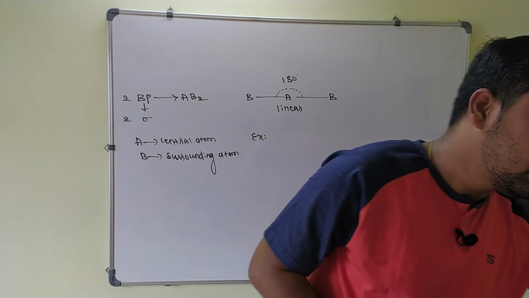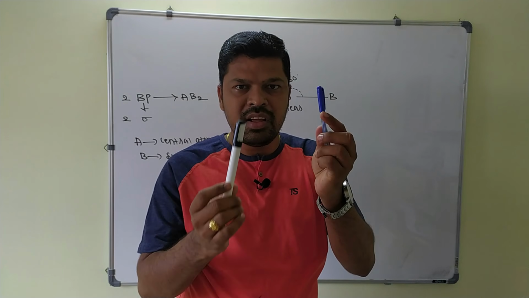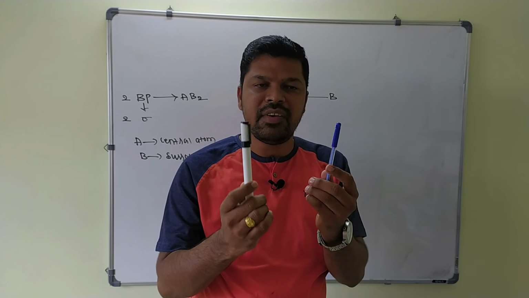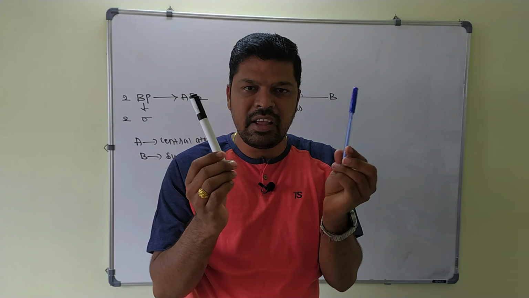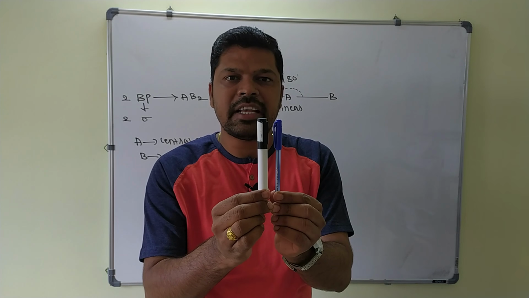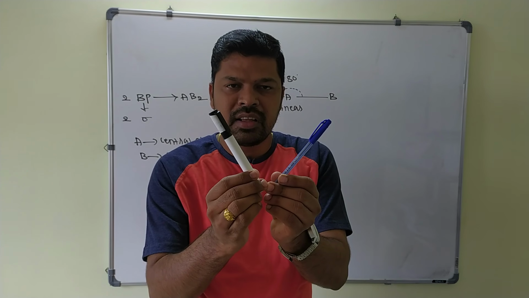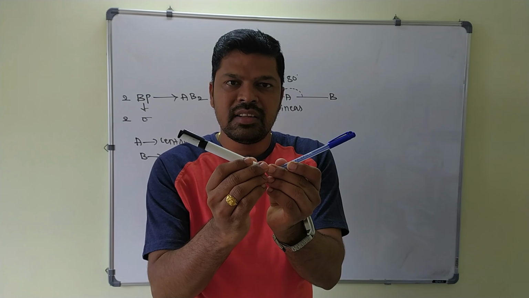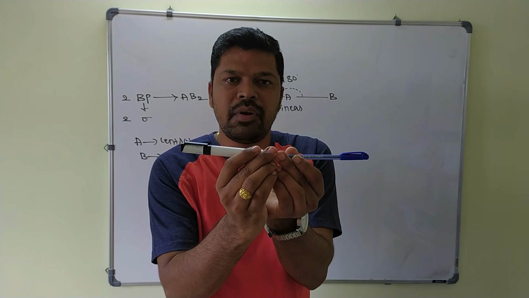For example, if I take this as one bond pair and this as another bond pair, these two are negatively charged, so they will repel each other. Suppose in a molecule 2 bond pairs are there, if I place them like this, what happens? As they start experiencing repulsion between them, they start moving away from each other like this, and they try to occupy such a position where the repulsion between them is minimum.